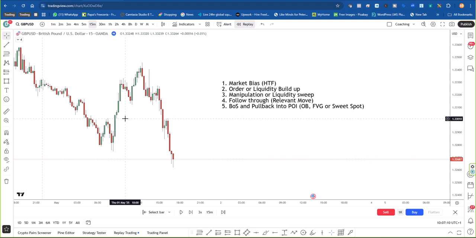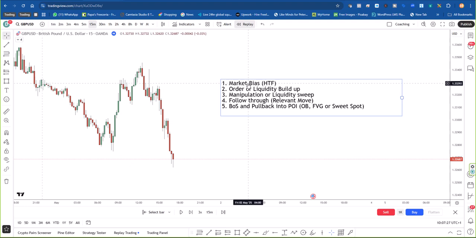Okay, so let's take a look at an example of identifying the rules of engagement, how to get into the trade. Once again, these are the five steps we have to follow. The first one is you find a higher time frame market bias. So where is the market? Where's price moving towards right now? Is it going from top to bottom or bottom to top? Is it bearish? Is it bullish? And then we will follow all the next rules.